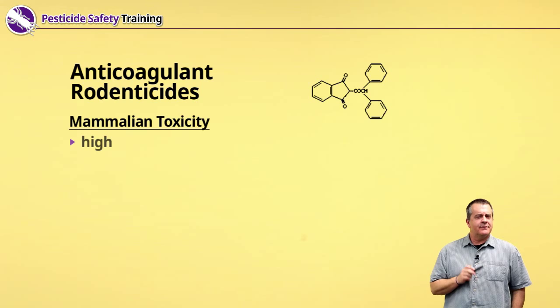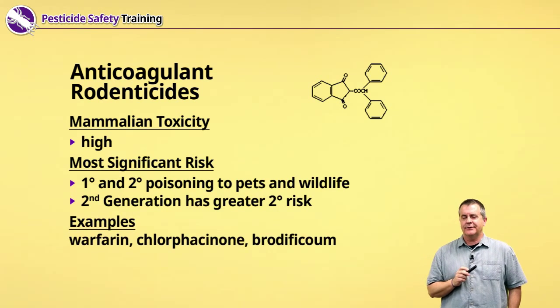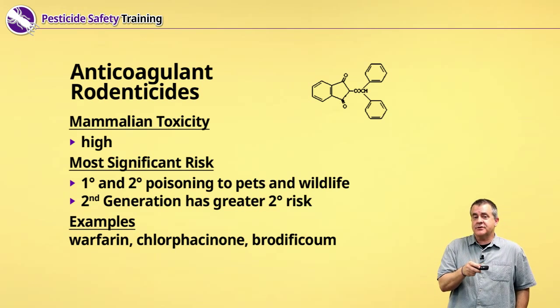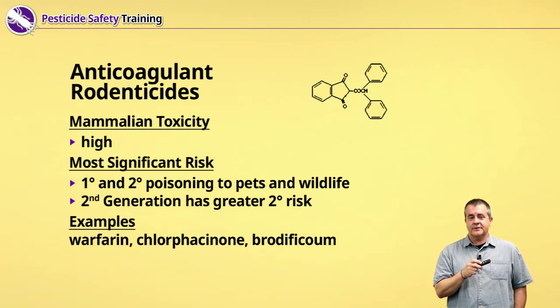As you might imagine, the mammalian toxicity for the anticoagulant rodenticides is high. Their most significant risk then would be non-target exposure to pets and wildlife. Now, looking at the first generation compounds, they're not as risky for pets and wildlife. They tend to be less toxic, and they tend to last for briefer amounts of time in the bodies of poisoned animals.